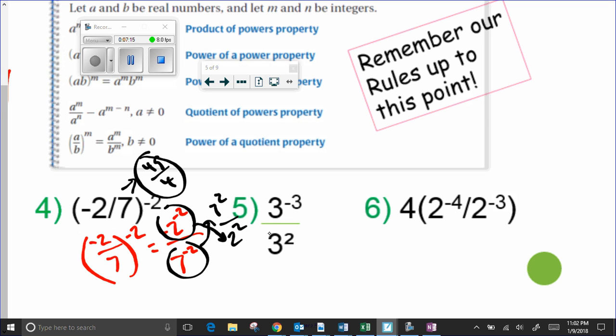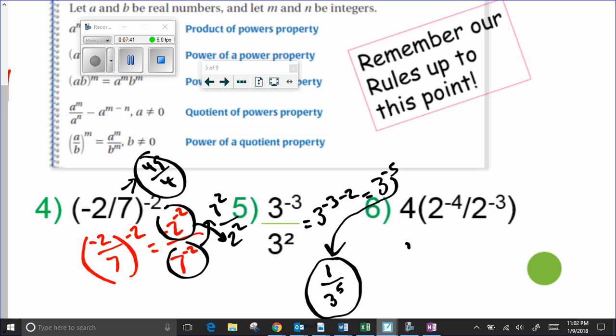Here, 3 to the negative third power over 3 to the negative second power. Well, actually, I can just subtract these, right? 3 to the negative third minus 2 actually makes 3 to the negative fifth power. Or, coming back down, 1 over 3 to the fifth power. Ta-da!